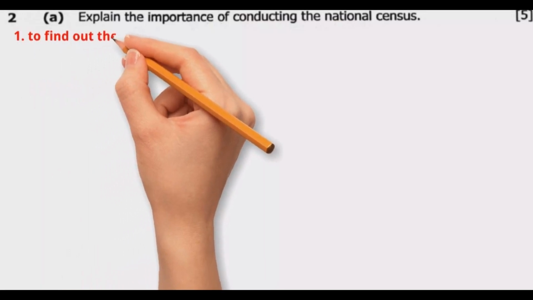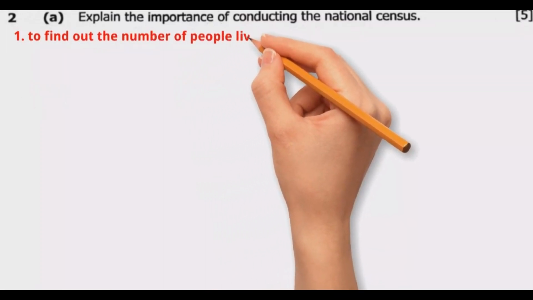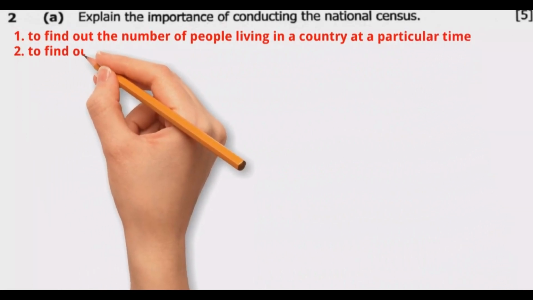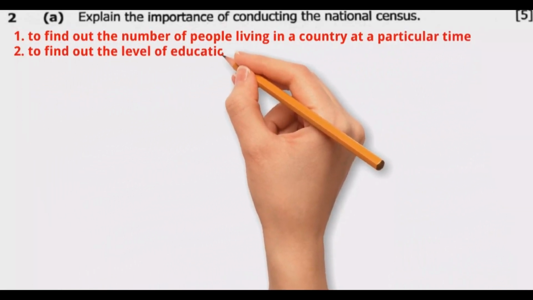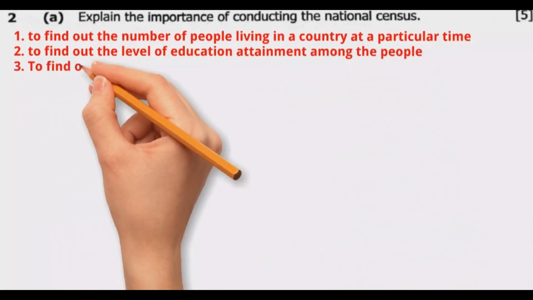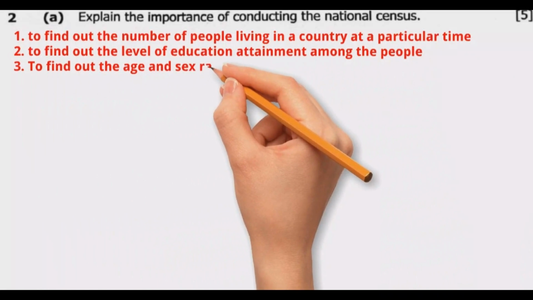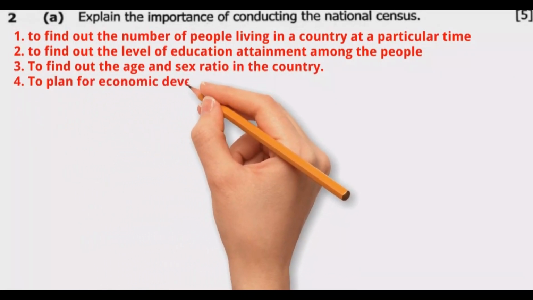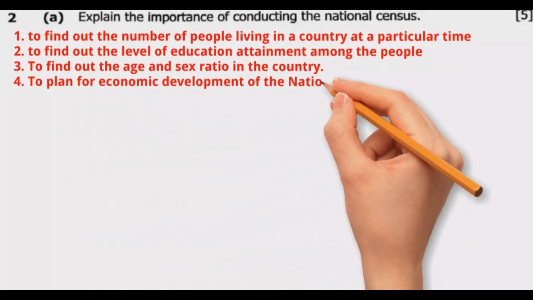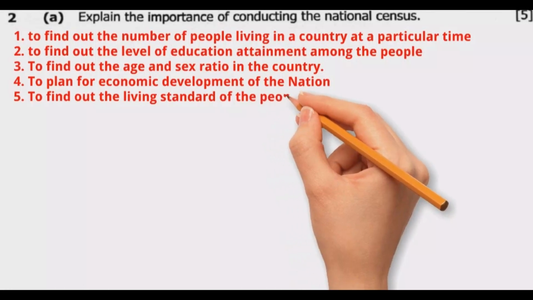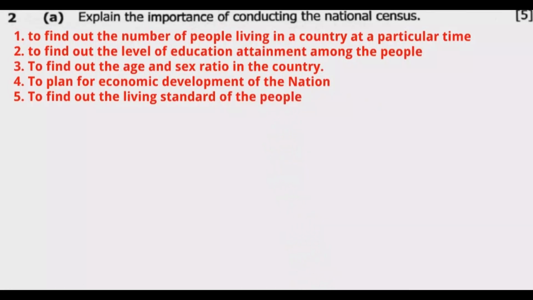1. To find out the number of people living in a country at a particular time. 2. To find out the level of education attainment among the people. 3. To find out the age and sex ratio in the country. 4. To plan for the economic development of the nation. 5. To find out the living standard of the people. Okay, so we have come up with 5 points. We write them into an essay.